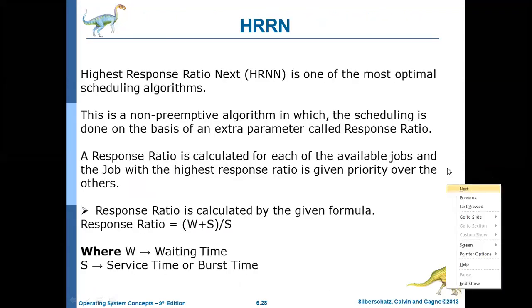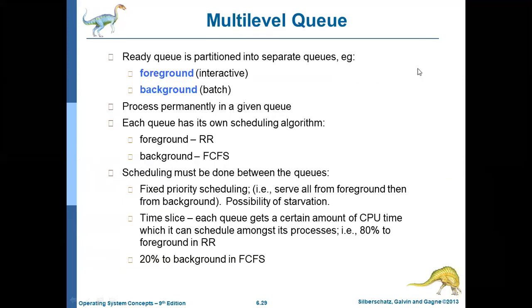Next, discuss the multi-level queue scheduling algorithm. You have a ready queue, you know already. All the processes enter the ready queue and wait for the CPU to get a chance of execution. That ready queue is now partitioned into separate queues. You have foreground processes and background processes, which means processes are permanently in a given queue. Each queue has its own scheduling algorithm.